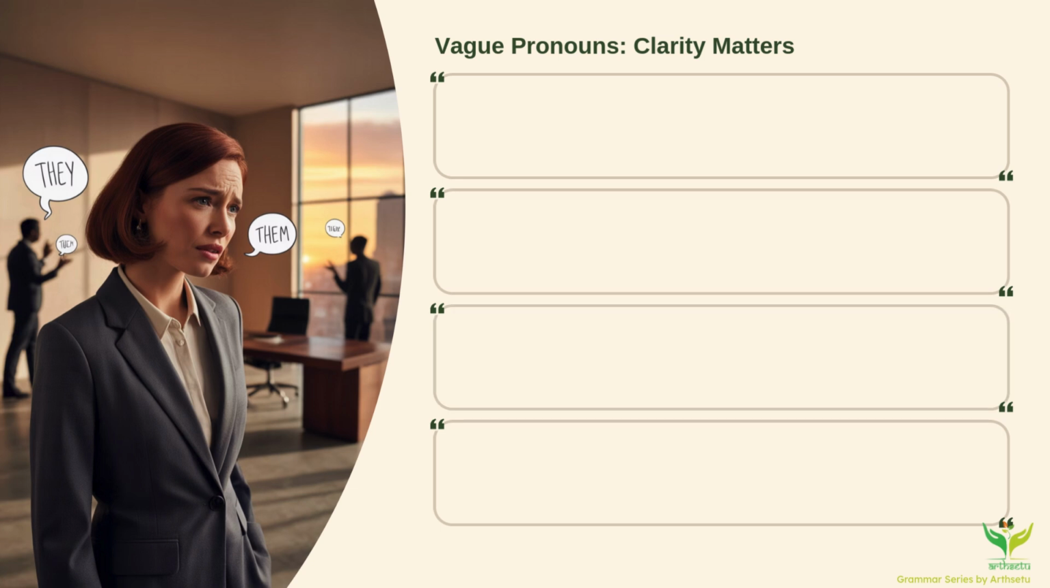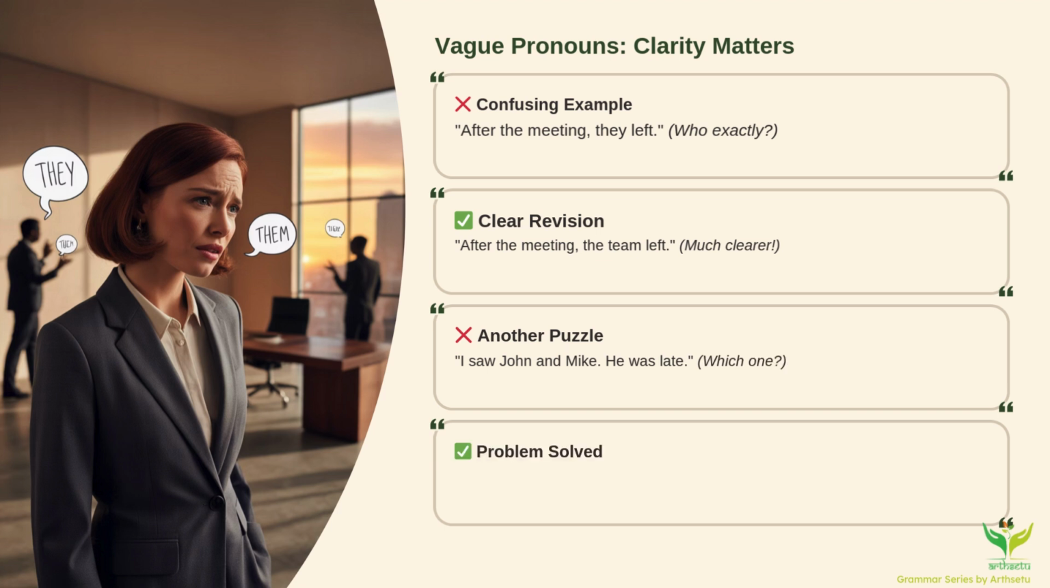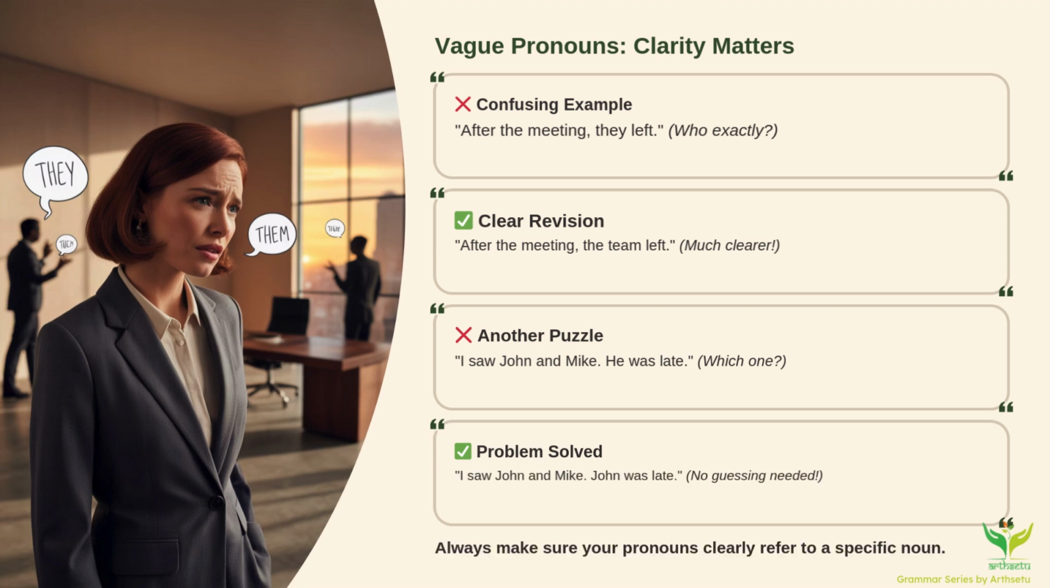Vague pronouns. Another common issue is vague pronouns, when it's not clear who or what the pronoun is referring to. For example, after the meeting, they left. Who is they? The staff, the managers? It's confusing. A clearer version is, after the meeting, the team left. Another example, I saw John and Mike. He was late. Who is he? John or Mike? Instead, be specific. John was late. Whenever you use a pronoun, make sure it's crystal clear who you are talking about.